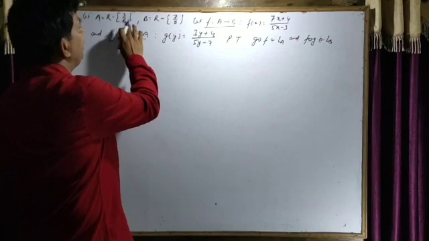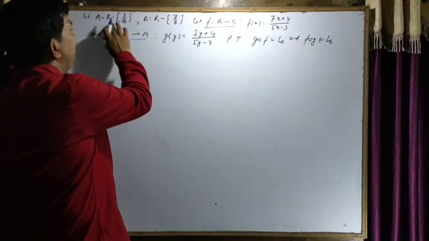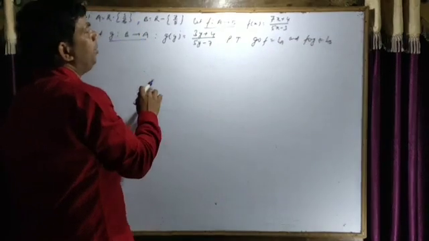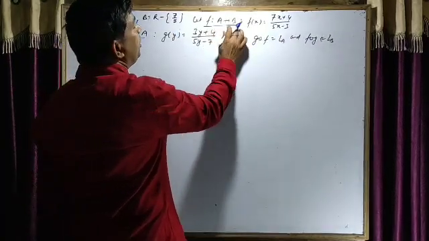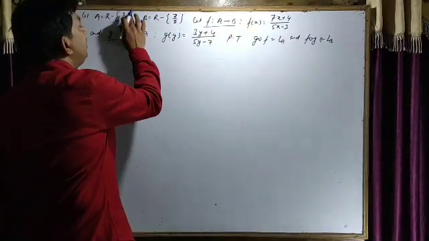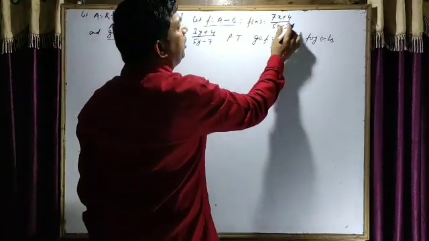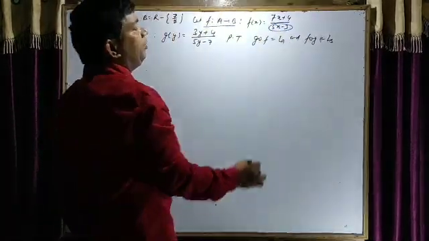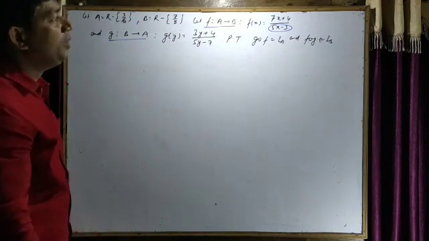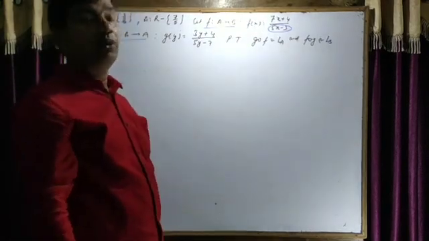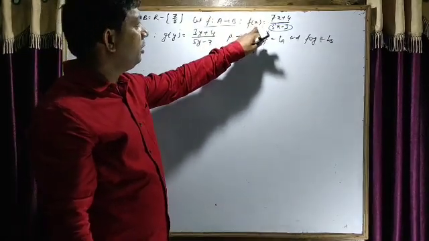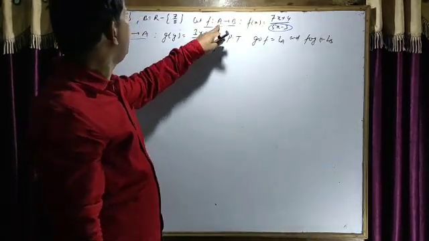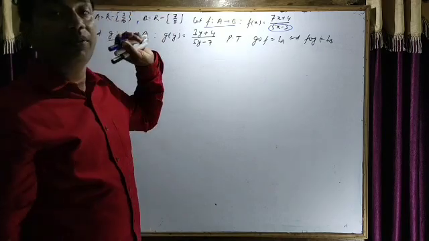Now why is A given as real numbers except 3/5? Because f is a function from A to B, it is not defined when 3/5 is taken. If we take x equal to 3/5, then the denominator becomes 0, and anything divided by 0 is not defined. So that is why in this function f(x), set A does not contain 3/5.